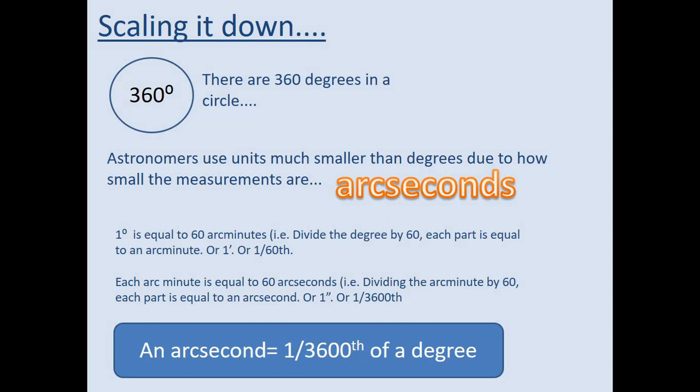So 1 degree is split into 60. Each of those is an arc minute. And each arc minute is split into 60 arc seconds. So that means that each arc second is 1/3,600th of a degree. Again, the reasons why we do this instead of using decimal parts of degrees are historical.